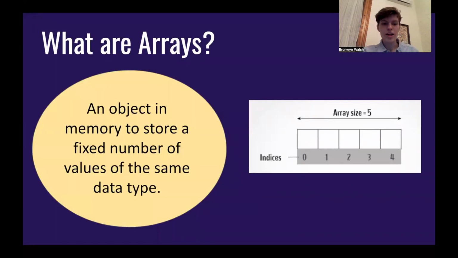So what are arrays? An array is an object in the computer's memory which stores a fixed number of values of the same data type. What this means is that when you create an array, you reserve a space in memory to store values of the same data type without having to create several different variables to do the same.